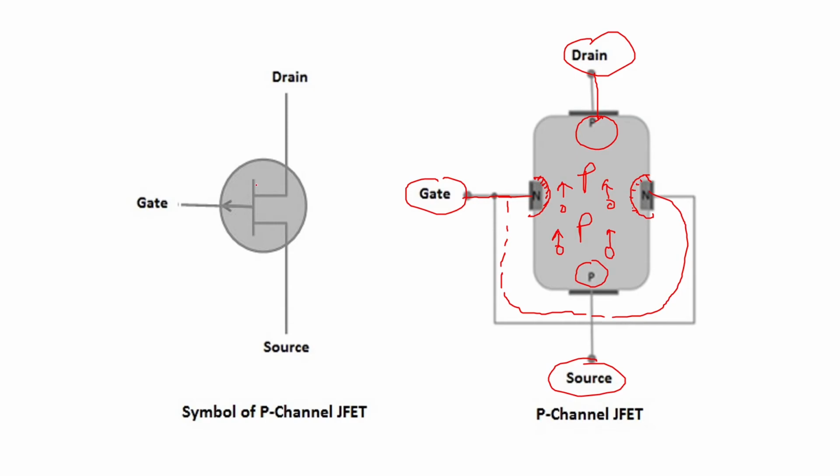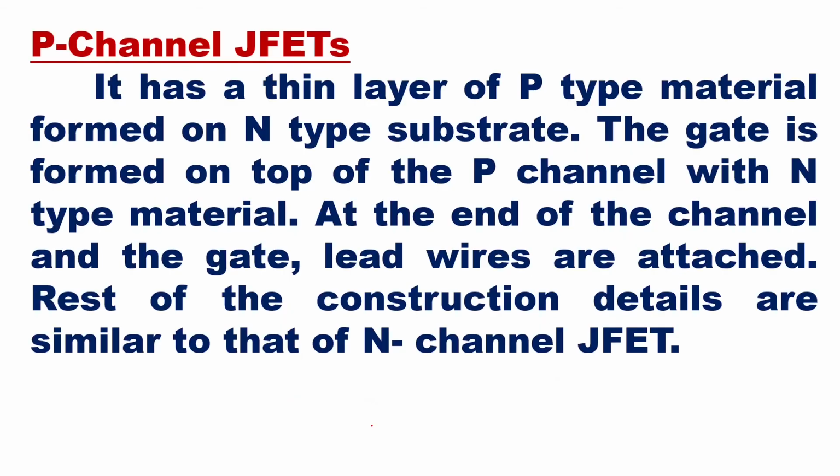And here you can see the symbol of p-channel JFET. So here it is the same as your n-channel JFET, only this arrow will be going out. If it is going out, then it is the symbol of p-channel JFET. Now if you go to see the theory of p-channel JFET, it has a thin layer of p-type material formed on n-type substrate. The gate is formed on top of the p-channel with n-type material. At the end of the channel and the gate, the lead wires are attached. Rest of the construction details are similar to that of n-channel JFET. So p-channel JFET will be having the same logic.